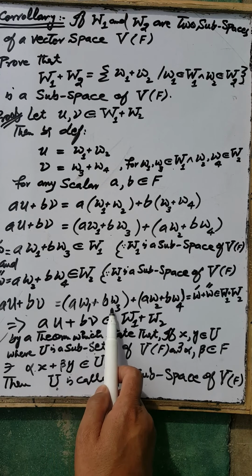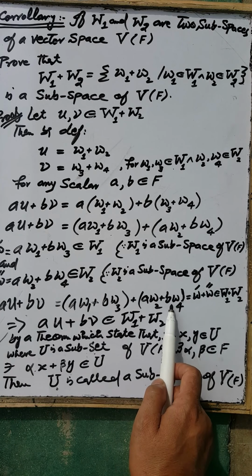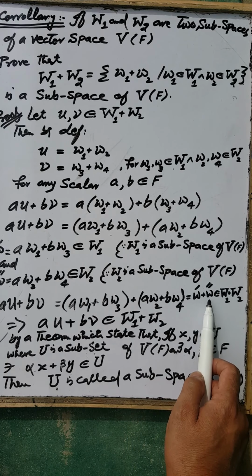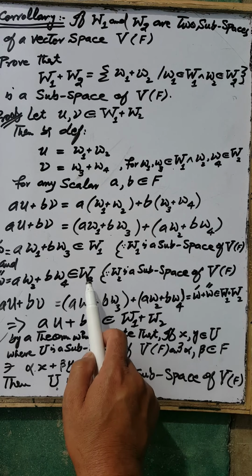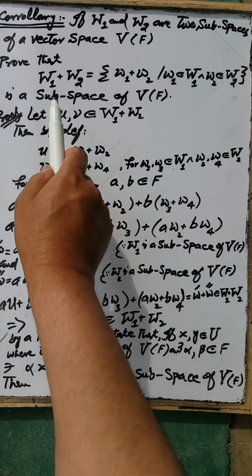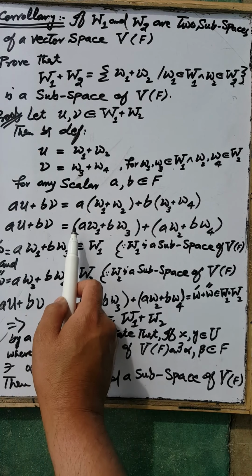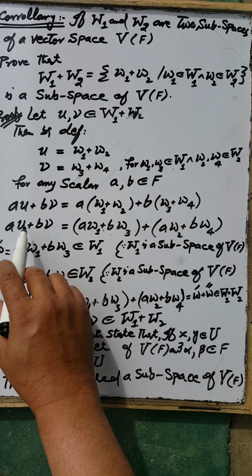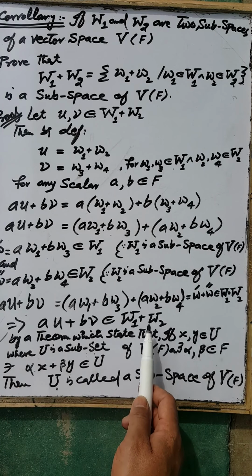That is, a w1 + b w3 is equal to w dash, and a w2 + b w4 is equal to w double dash. Now, w dash is an element of W1 and w double dash is an element of W2. Therefore, the sum of these two elements is an element of W1 + W2, which is equal to aU + bV. This is w dash plus w double dash, equal to aU + bV. That is, aU + bV is an element of W1 + W2.